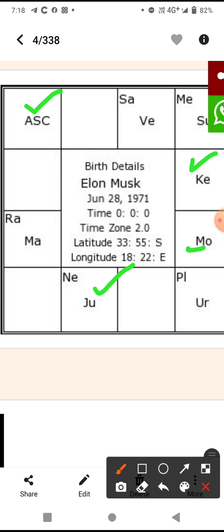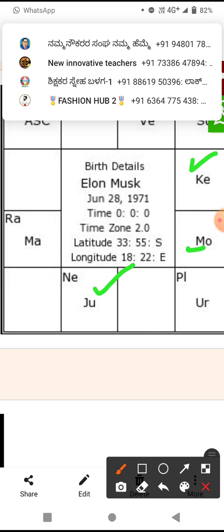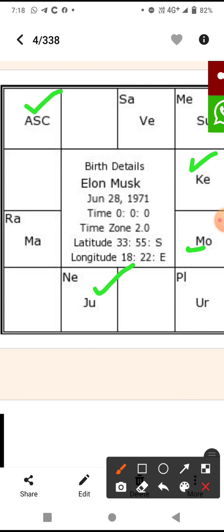And the next, the 5th lord in the 6th house. So 5th lord in the 6th house indicates that he always likes to find solutions or healing qualities. That is, whatever the world is facing, he would like to remove all those problems.